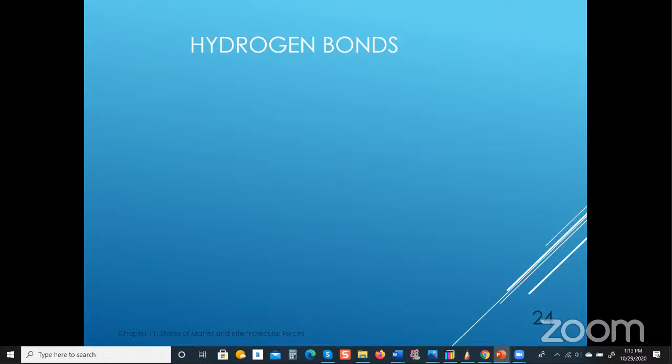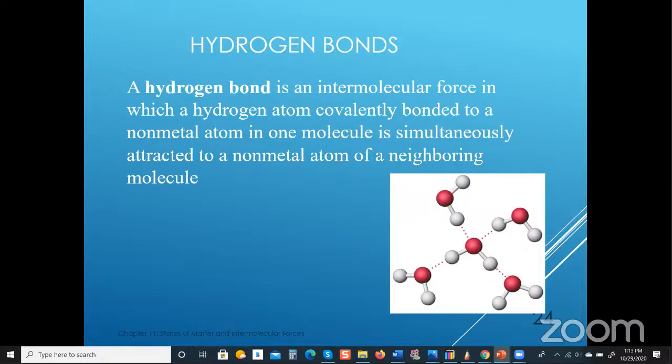Now there's one particular type of intermolecular force, which is polar in nature, that is unusually strong. This is known as the hydrogen bond, which, to be perfectly honest, is a bit of a misnomer because it's not a bond in the sense of being a covalent bond. It's not a covalent bond or ionic bond. It's an intermolecular force, but it is an unusually strong intermolecular force which deserves its own category. So that's why we're talking about it now.